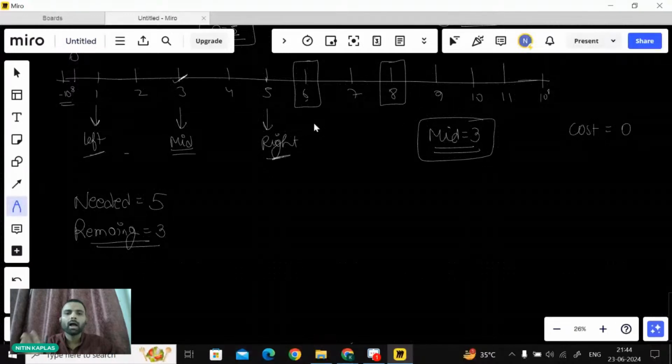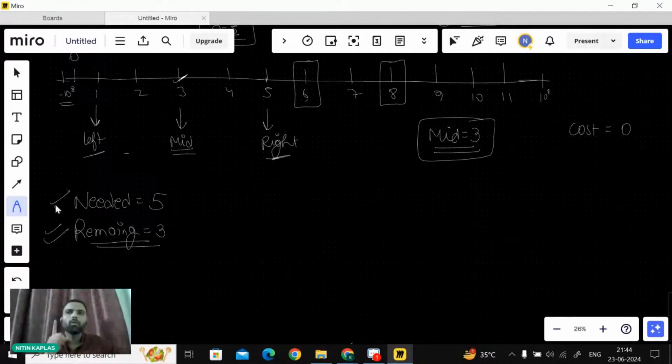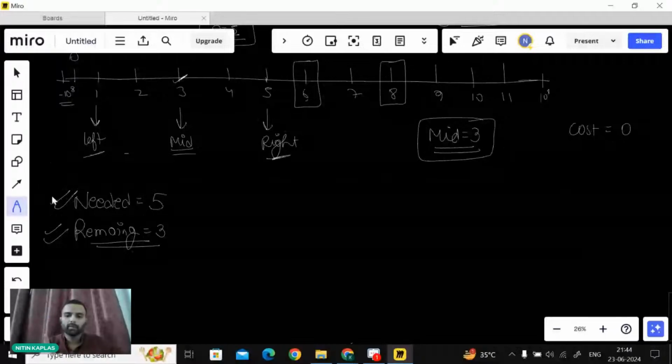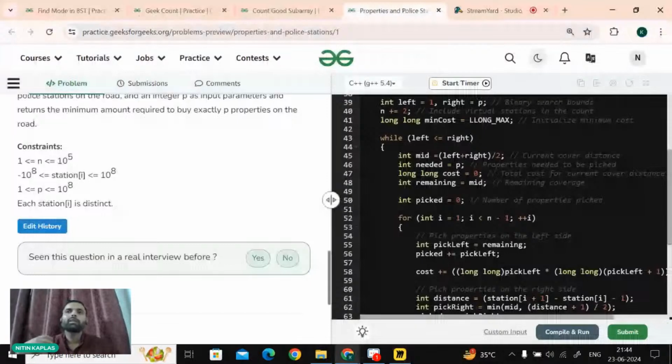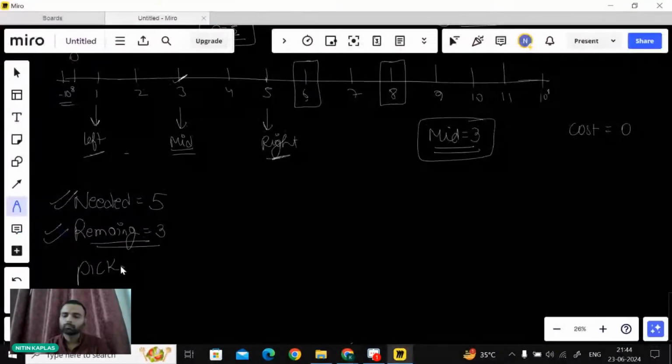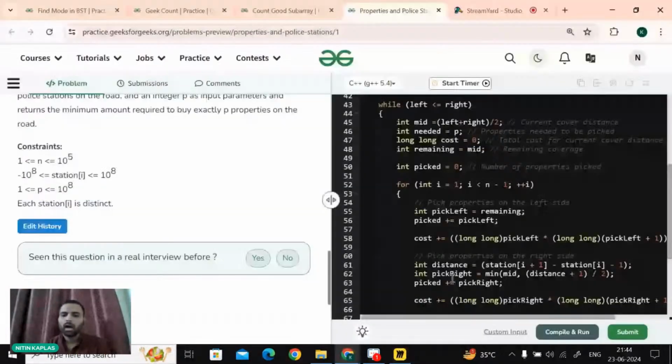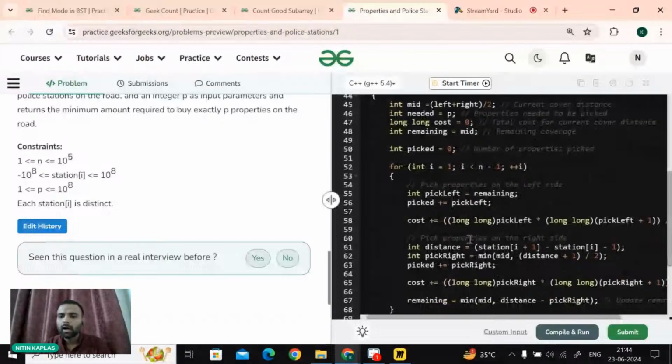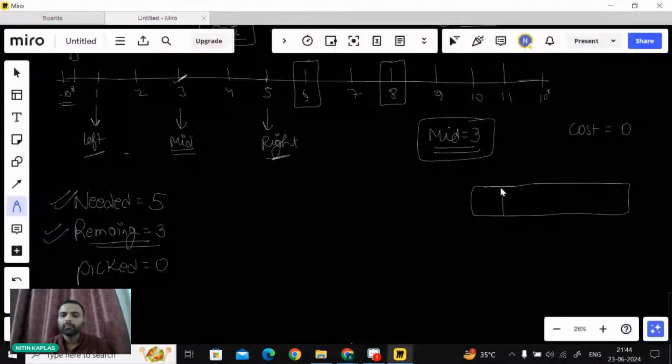Needed part means your number of plots which you need to buy, which is this. Now, just tell me how many plots you have already picked, how many you have already bought. Picked right now is zero because I'm not buying right now. Hope it's clear. After that, let's move forward. Now I go through the array, because that array will be my police station now.